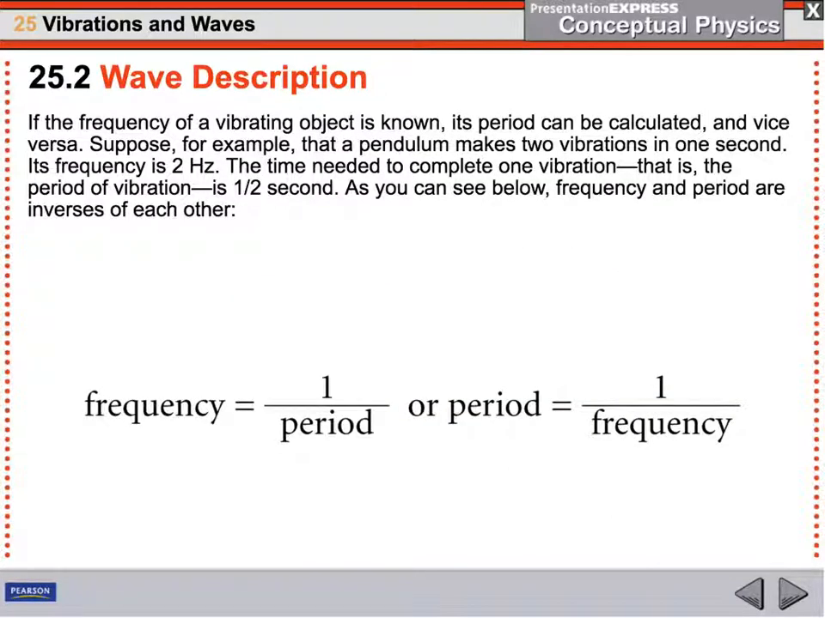If the frequency of a vibrating object is known, its period can be calculated, and vice versa. Suppose, for example, that a pendulum makes 2 vibrations in 1 second. Its frequency is 2 hertz. The time needed to complete one vibration, that is the period of a vibration, is 1/2 of a second. As you can see, frequency and period are inverses of each other. To find the frequency, it's 1 divided by the period, or to find the period, it's 1 divided by the frequency.